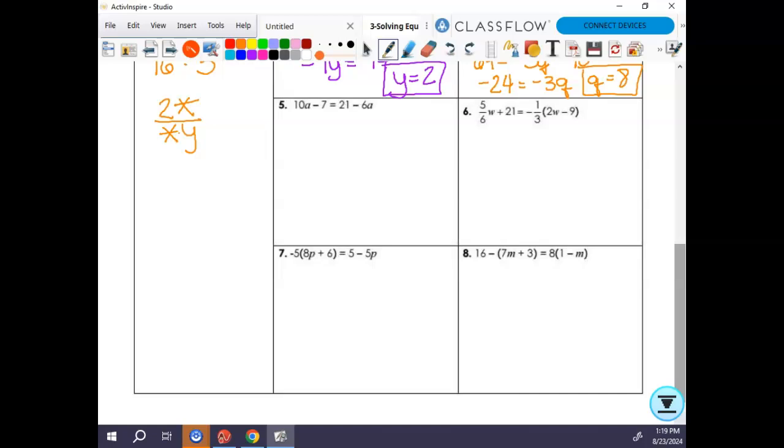And again, I'm not telling you to skip steps because you have to decide what steps you need to do or whatever. But if it's not all crazy like some of the rest of these, I can see I want to add 6a to both sides, so that'll give me 16a. And then I want to add 7 to both sides, so that's equal to 28. And I'm there. Okay? Or you can do that in 2 steps, whatever works for you. So then I'm going to divide both sides. Does 16 go into 28 evenly? No. Okay. So A equals 28 over 16.